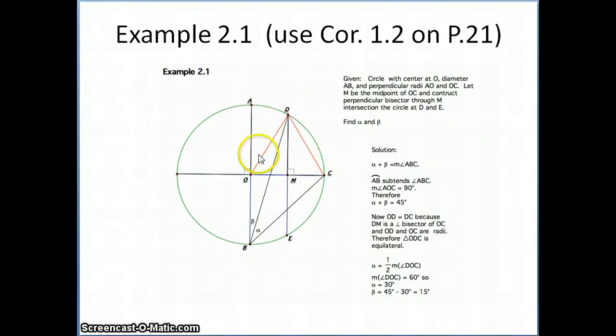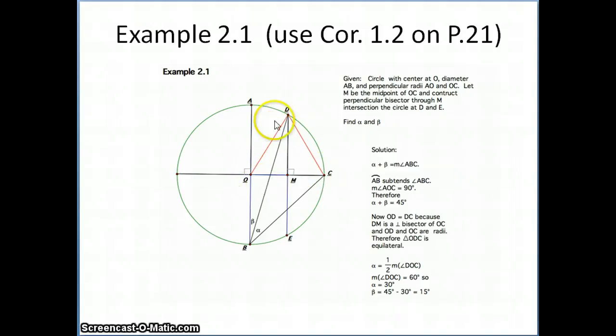So that means these two red line segments, DO and DC, are congruent. And also notice DO and CO are congruent because they're both the radii of the circle. So of course DO and CO are congruent, and DO and DC are congruent. So this makes it an equilateral triangle. We know in the equilateral triangle, each angle is 60 degrees. So the angle DOC is 60 degrees.